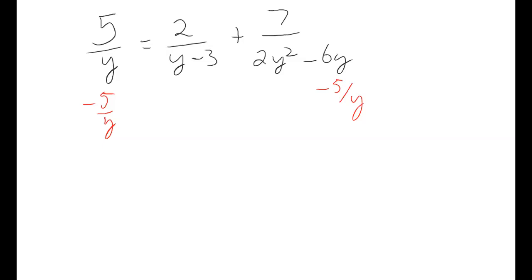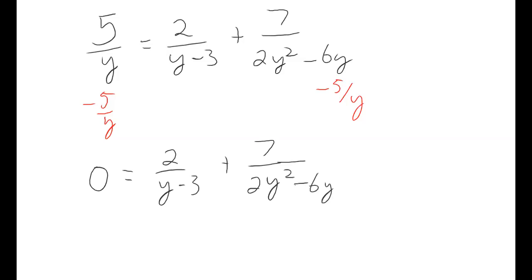Sorry, answering a question. So I bring it over. And why that helps is because 5y minus 5y is 0. And then 2 over y minus 3 plus 7 over 2y squared minus 6y. Make sure I keep that all on the bottom. Minus 5y. And you're going to see in a minute why this is key, right? And this will help us a lot when we get into chapter 7 too. I can get any equation equals 0 if I just move everything to one side.